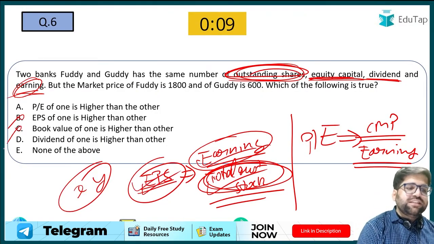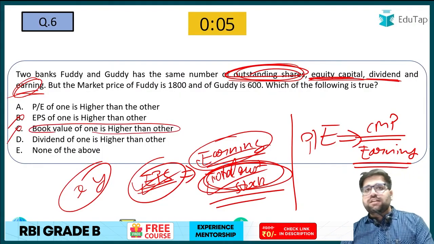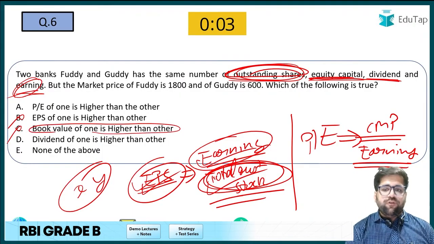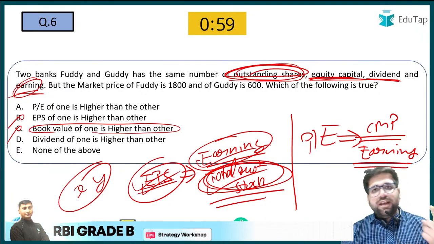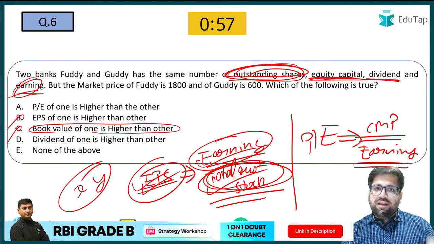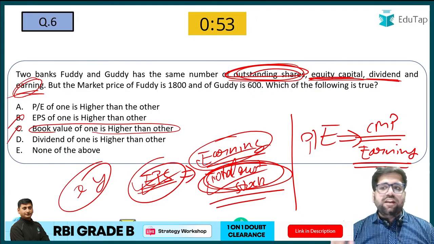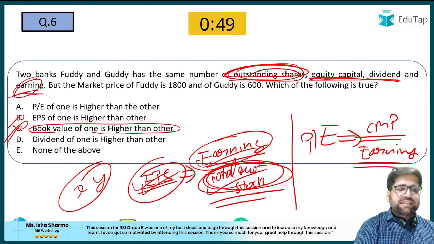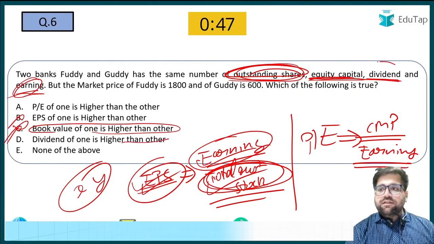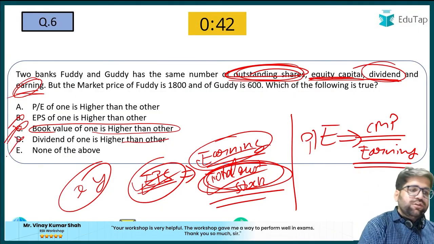Now let's come to option C. Book value of one is higher than the other. If you have understood the concept of book value and you know that particular formula, you know that book value will require you to estimate working capital, and you will also require to estimate total equity shareholders' fund, and from the given information we cannot estimate that. Eliminate option C. Dividend of one is higher. Now the question is clearly saying that dividend of both the banks is the same, so this was also eliminated.